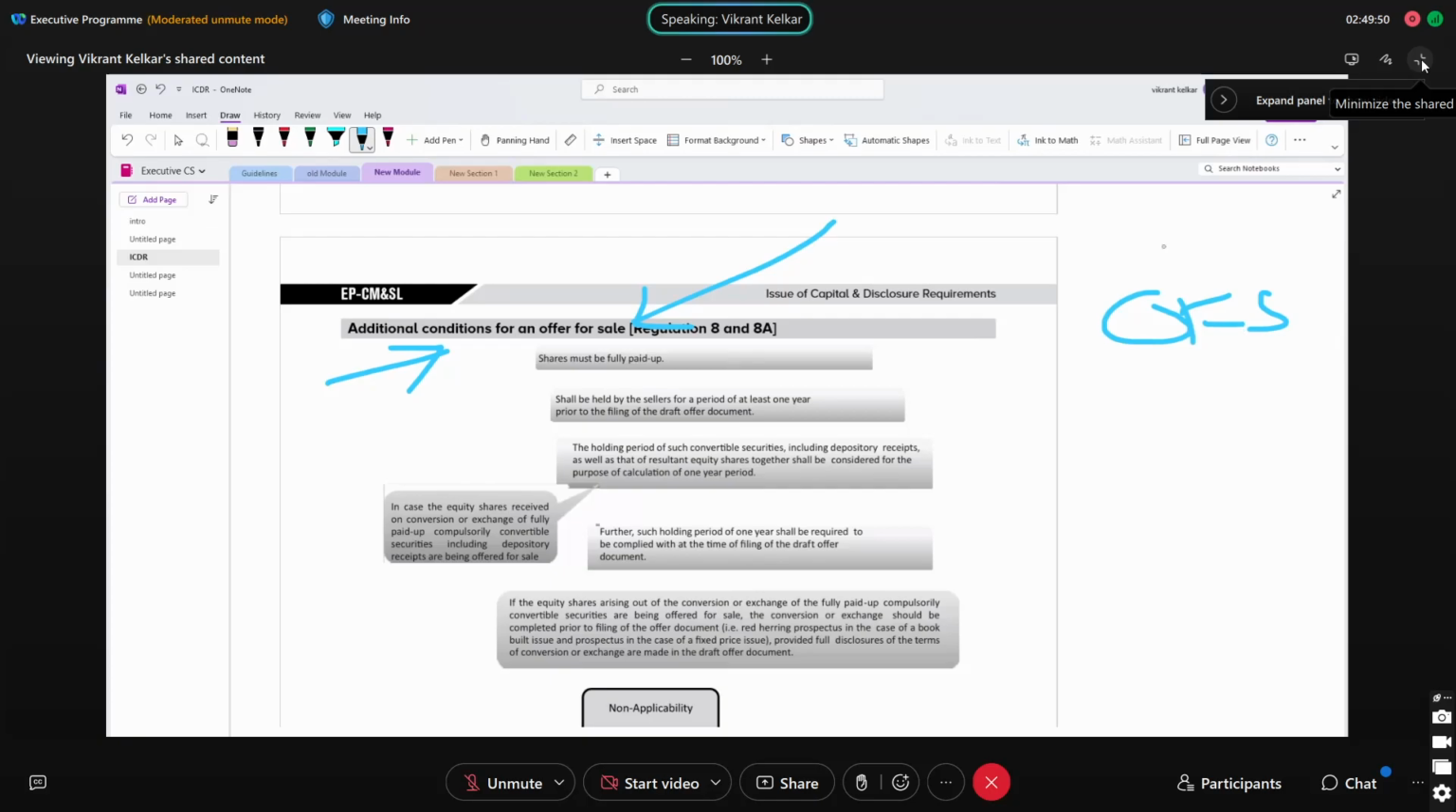In offer for sale, who is the party on one side? It is the promoter, correct? And who are the parties on another side? The common investor. In IPO, the sequence is different.